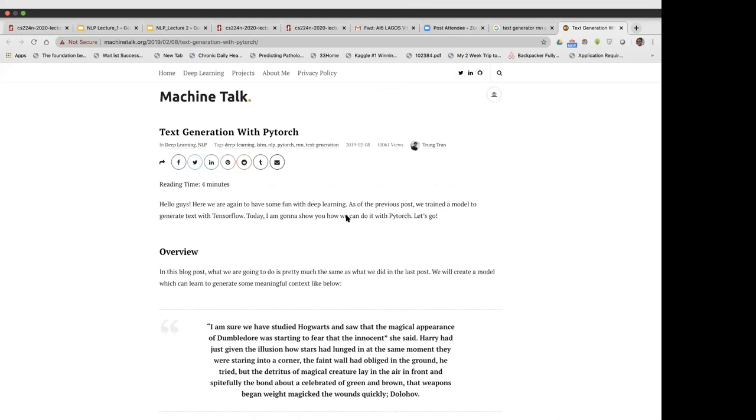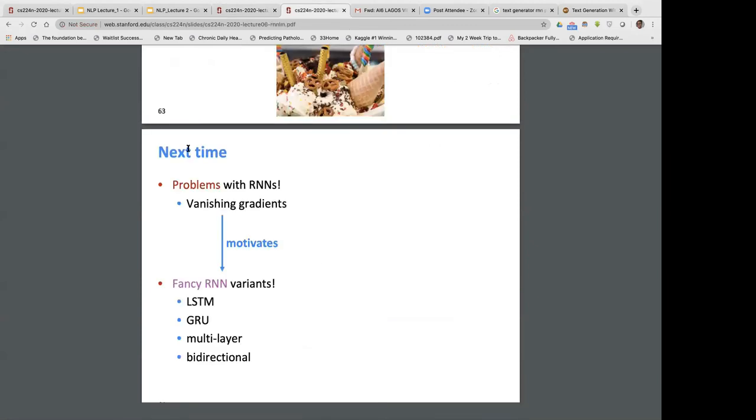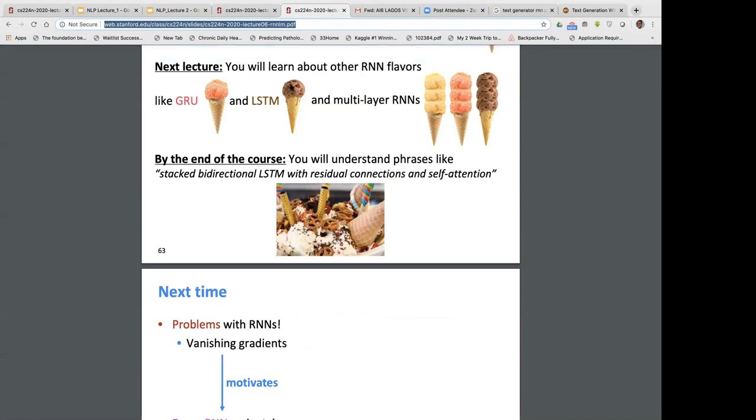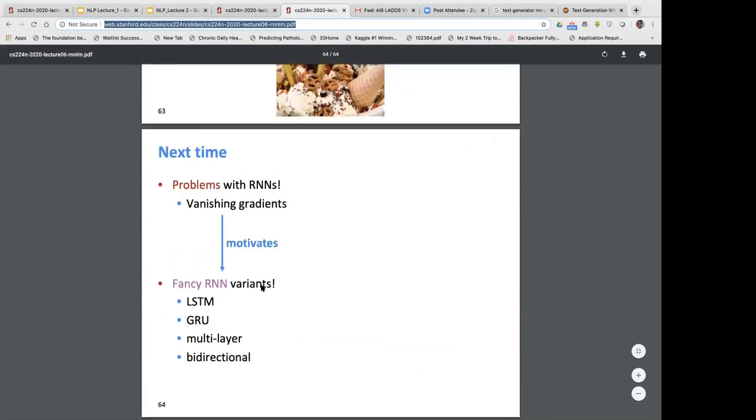Let me put the link to this slide here in case you want to go through it. I've put a link to this slide there. So next week we'll continue from LSTMs.